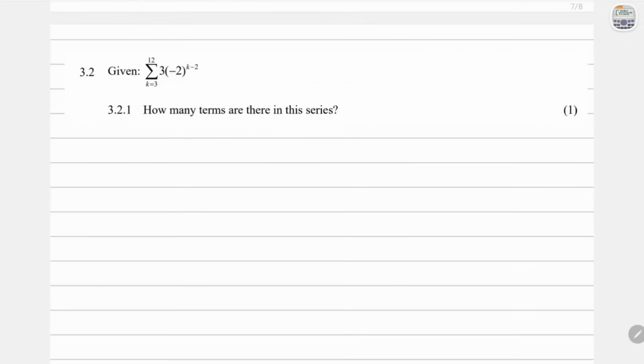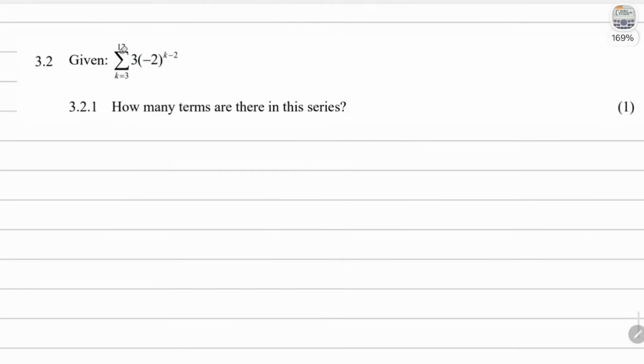Question 3.2 says, we are given the sum starting at k equals 3 and ending at 12 of the series with this formula. And we can see that this is a geometric series because the unknown variable is in the exponent. Okay, so 3.2.1 says, how many terms are there in this series?